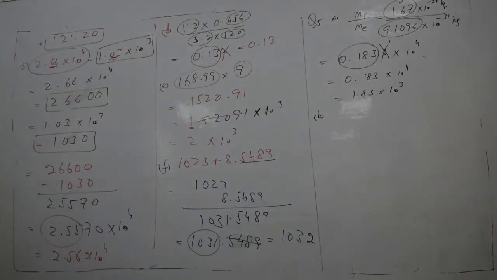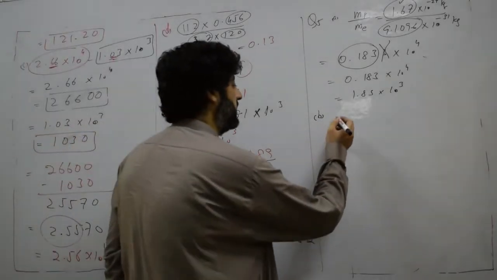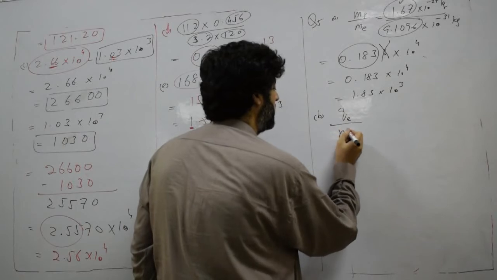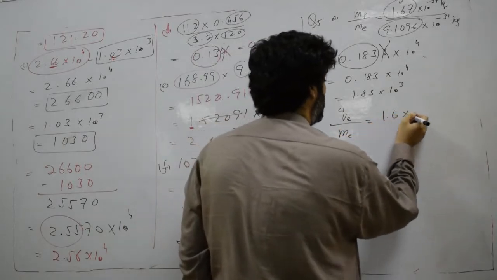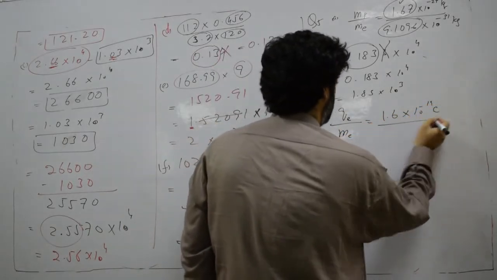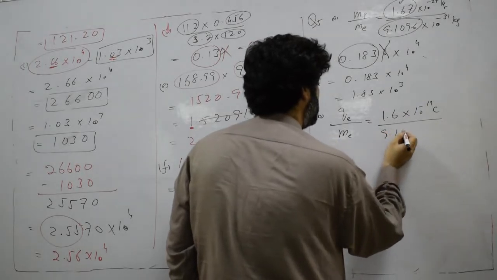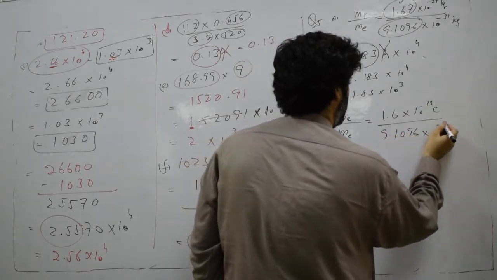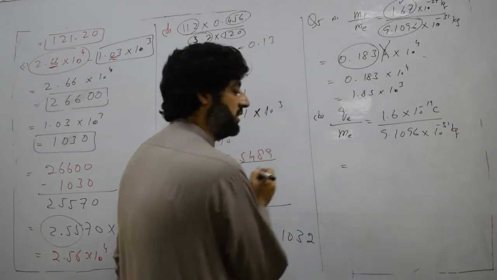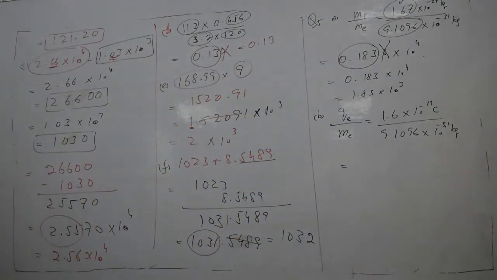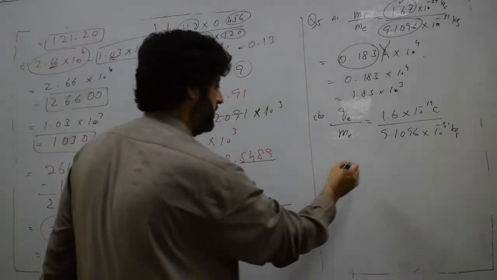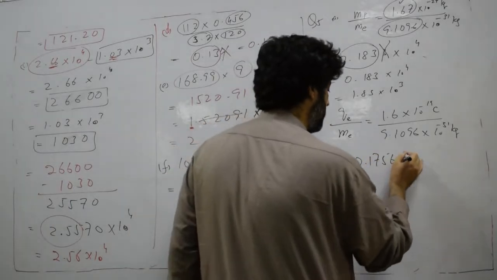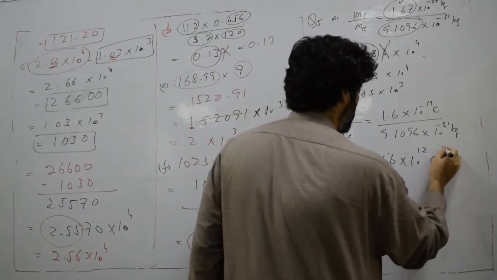The ratio of the charge on electron to the mass of electron. So the charge on electron is 1.6 into 10 power minus 19 coulomb. The mass of electron is 9.1096 into 10 power minus 31 kilogram. Okay, now we have to find the ratio. Now find out this answer by calculator. So it will be 0.1756 into 10 power 12 coulomb per kilogram.